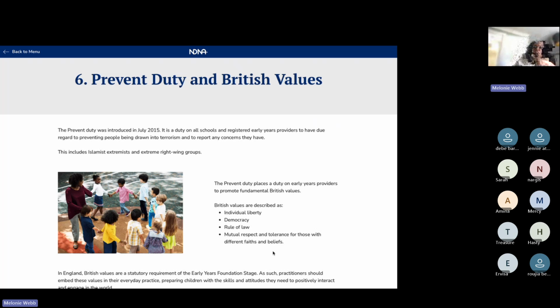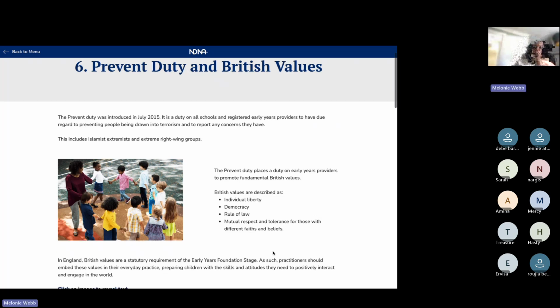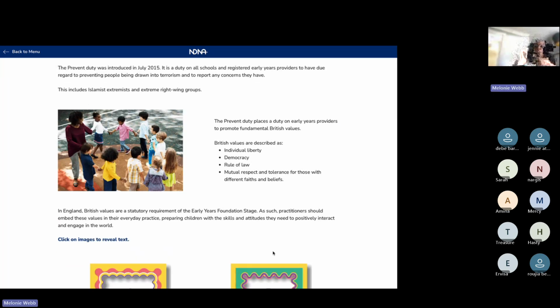The Prevent duty places a duty on early years providers to promote fundamental British values such as individual liberty, democracy, rule of law, mutual respect and tolerance for those with different faiths and beliefs. In England, the British values are a statutory requirement of the Early Years Foundation Stage. As such, practitioners should embed these values in their everyday practice, preparing children with the skills and attitudes that they need to positively interact.